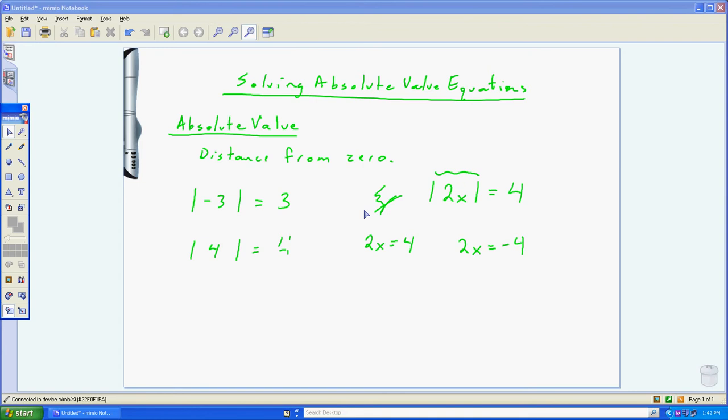So in this case, if I divided the 2 out, x can equal +2. And if I divide the 2 out in this other one, x can also equal -2.